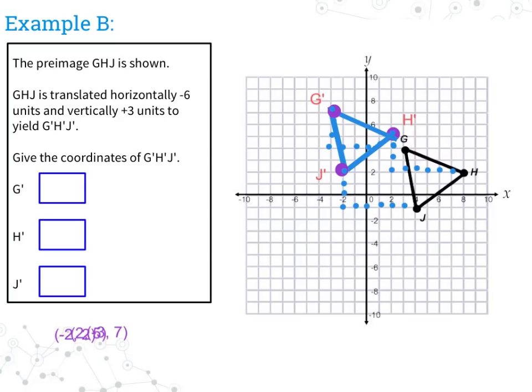So for example, G prime is at -3, +7, so I'm going to label that -3, +7. H has ended at +2, up 5, so 2, 5. And J is at -2, +2. So I've moved my triangle, I've shown it on the coordinate plane, and I've labeled all of my points, so I've finished my problem. Let's go ahead and take a look at the next one.